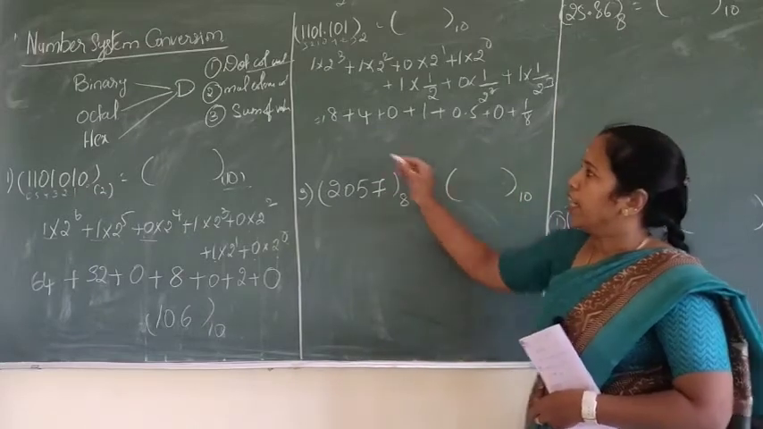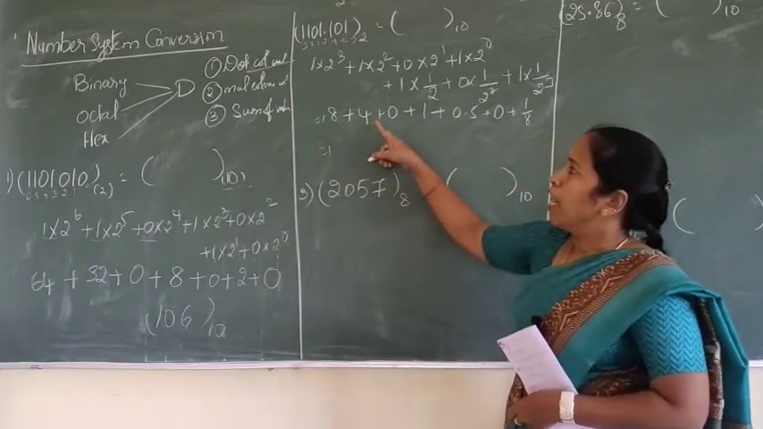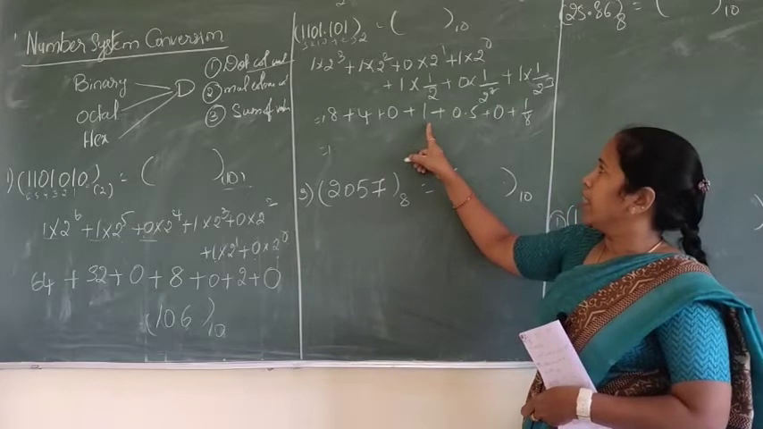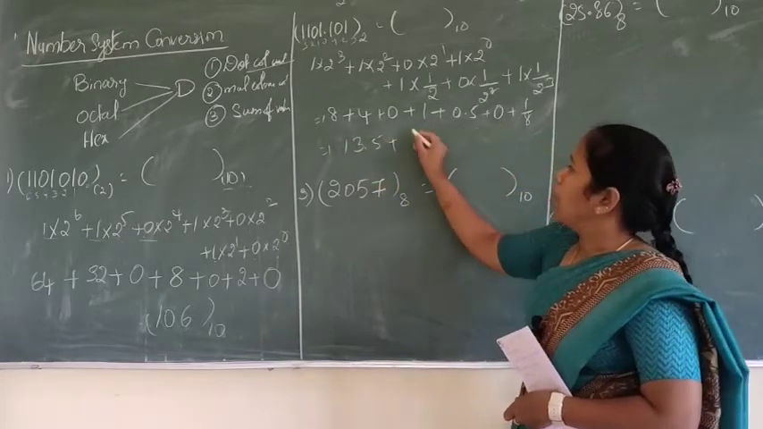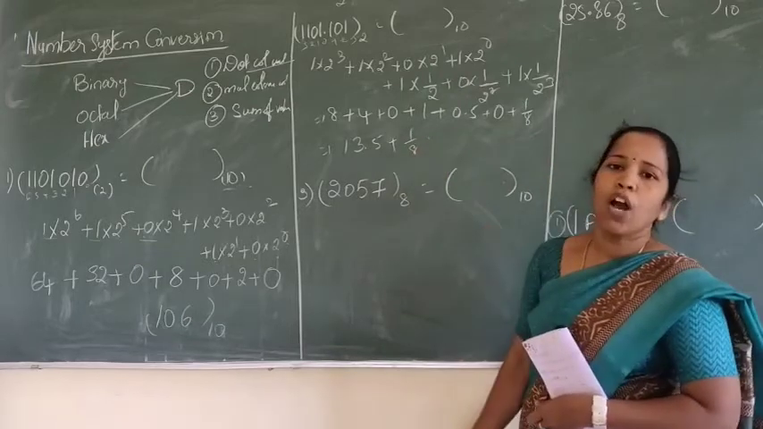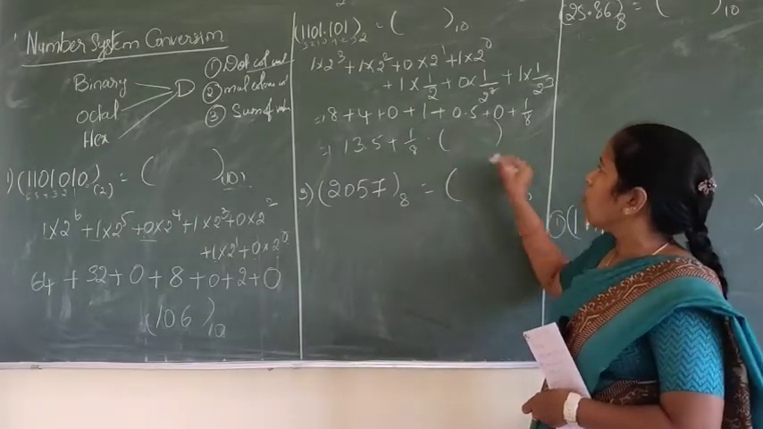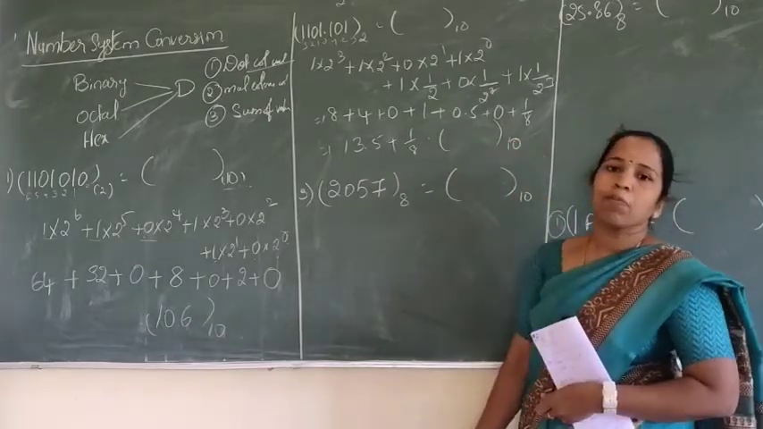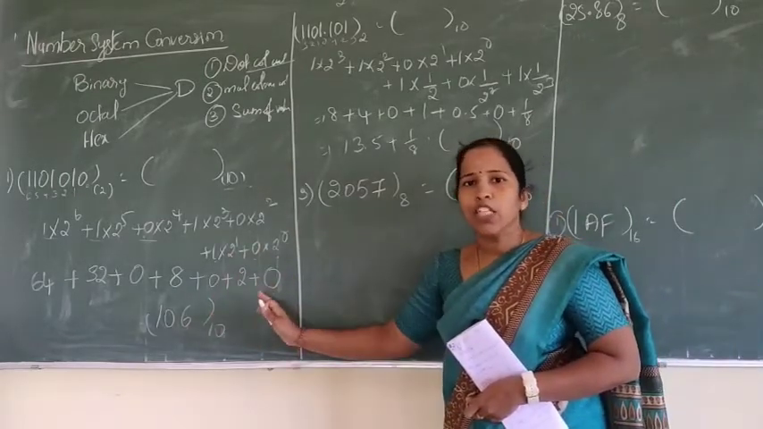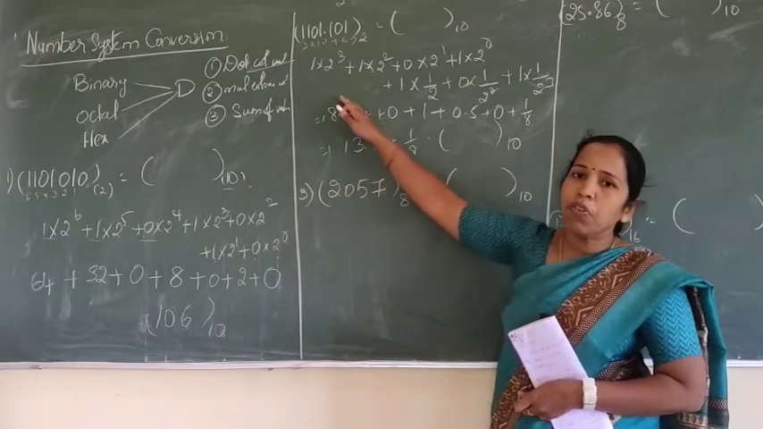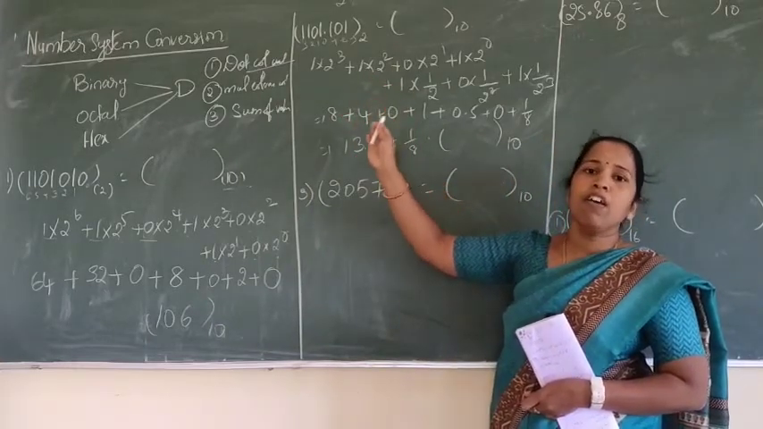So like this you are getting. Now your value will be 8 plus 4 is 12, 13, 13.5 plus now 1 by 8. So you have to convert to the decimal value, and you get the decimal value here. You have converted a binary number into a decimal value. So a binary number with an integer part as well as a fractional part.